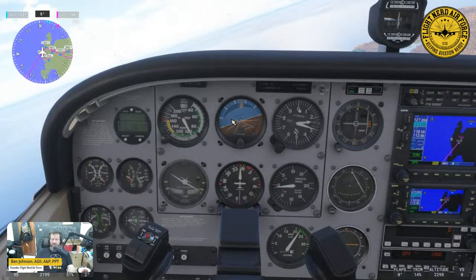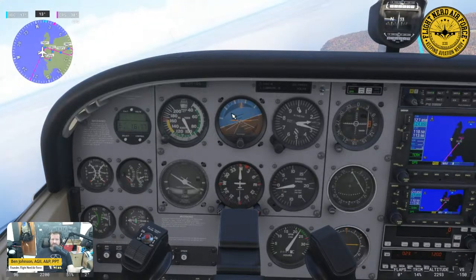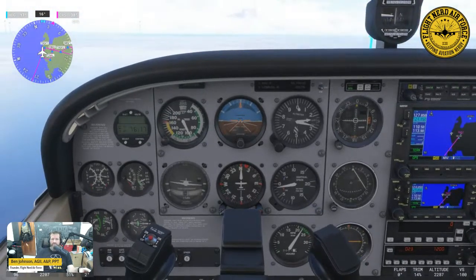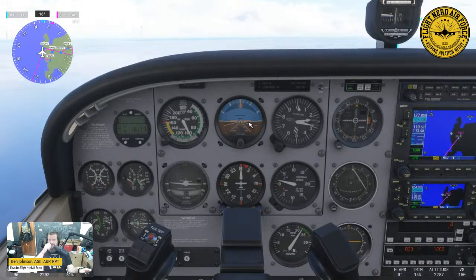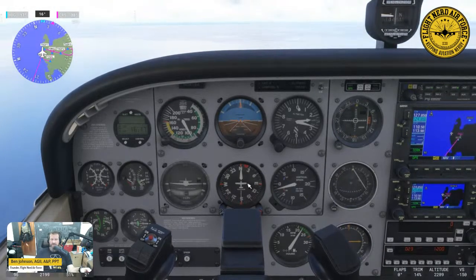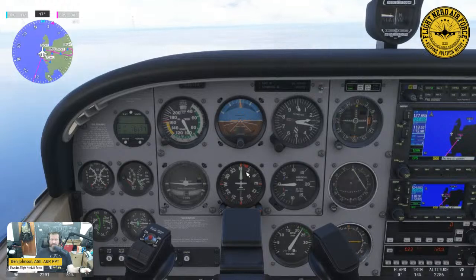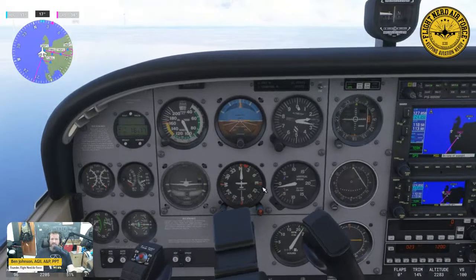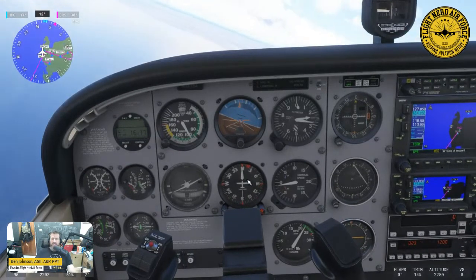Again, this works together with the attitude indicator. There we go, back to north. You can see on our attitude indicator that we were making a turn, and as we're making that turn, you can see the heading indicator change as well. Again, left turn, and you can see the heading indicator change.